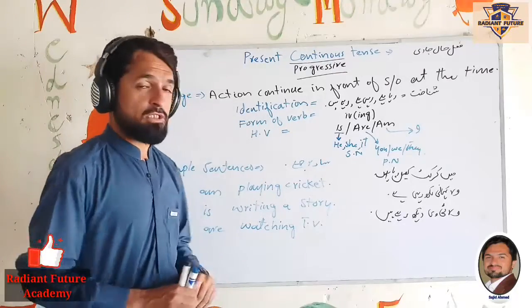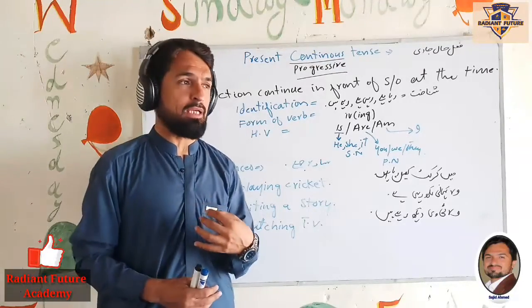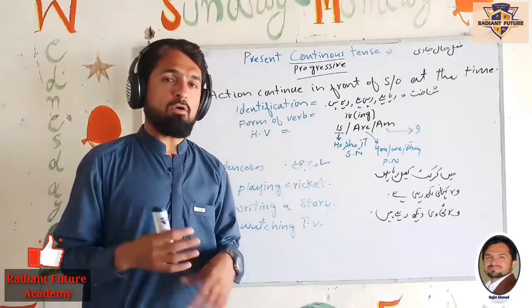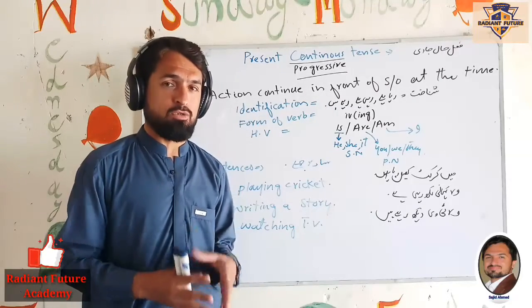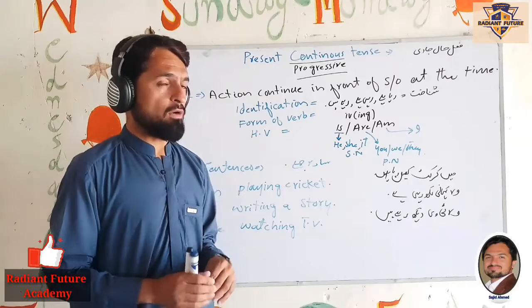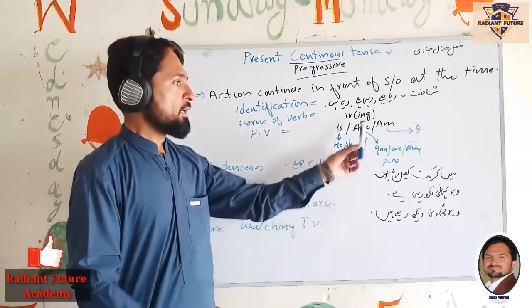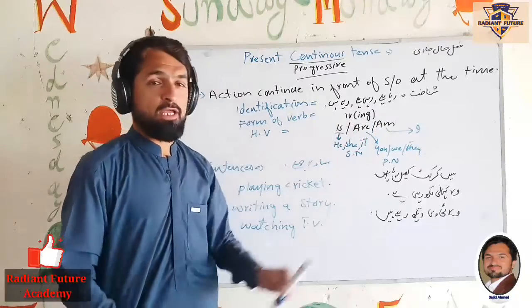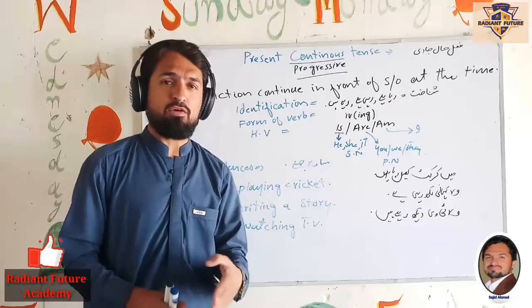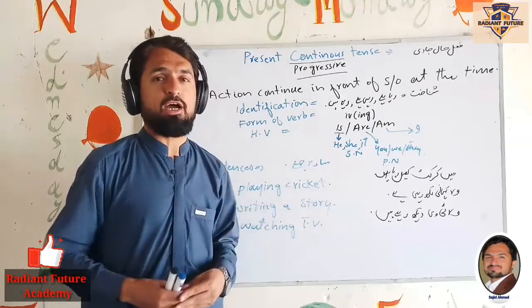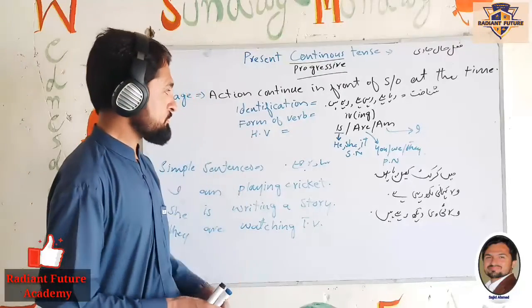We have identification. Identification in Urdu means shanakht. How do you identify the present continuous tense in Urdu? We identify present continuous tense when at the end of Urdu sentences there are raha hai, rahi hai, rahe hain. When these come at the end of Urdu sentences, from here we identify this is present continuous tense.